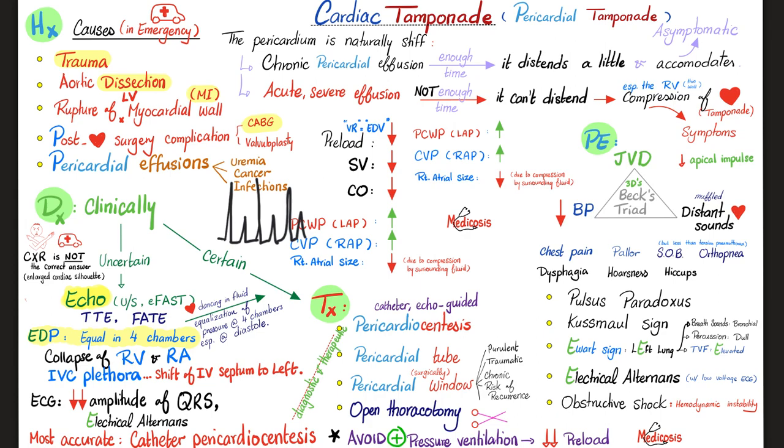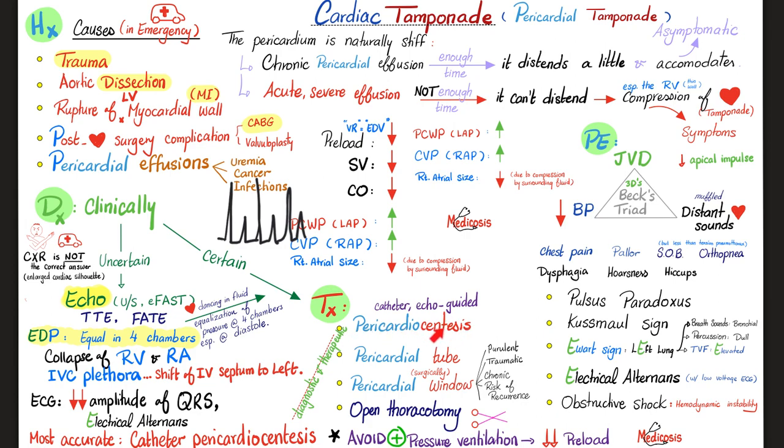patient's skin. If the question asked, which of the following is the most accurate test to confirm the presence of cardiac tamponade, the answer is catheter pericardiocentesis. It will show you fluids around the pericardium, proving that this was a tamponade. It's also therapeutic because it will remove the fluid from around the heart, and you should do this under echo guidance, so that you don't end up rupturing my right ventricle again.